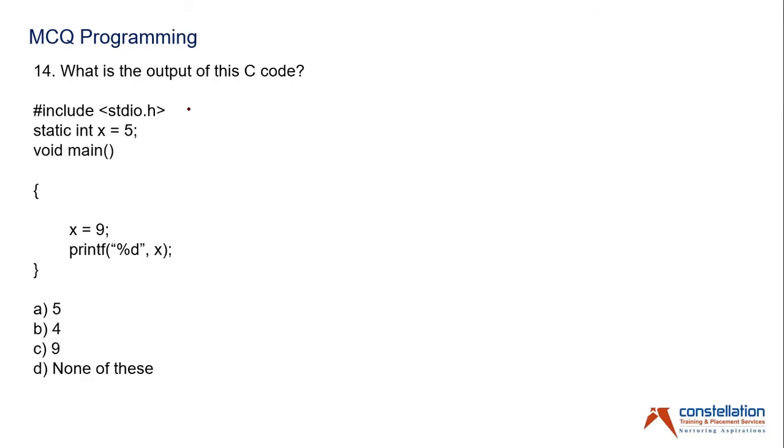Now the next one, what is the output of this C code? Now this one, see here, static int x is equal to 5, void main, x is equal to 9, printf, and then the options are 5, 4, 9, and none of these. Now this is a controversial question. Many people are coming with a different answer. Some people are coming with 5, some people are coming with 9, sometimes they answer 4 as well. I don't know why, but they have answered 4 as well. Okay, so now the correct answer is going to be 9.